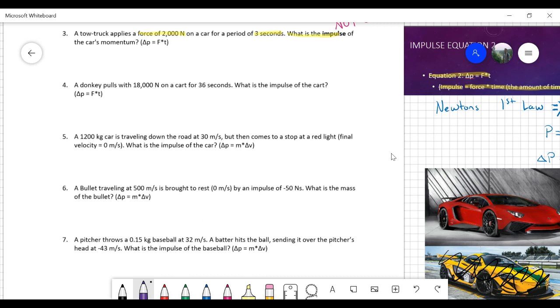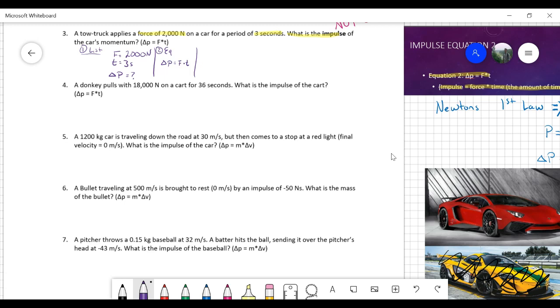Okay, so we have step number 1, our list. We have a force of 2,000 newtons. We have a period of time of 3 seconds. And it's asking what is the impulse, the change in momentum. So we don't know what that is. So our next step, we need to write our equation. Well, it's right here, so we can just copy that down.